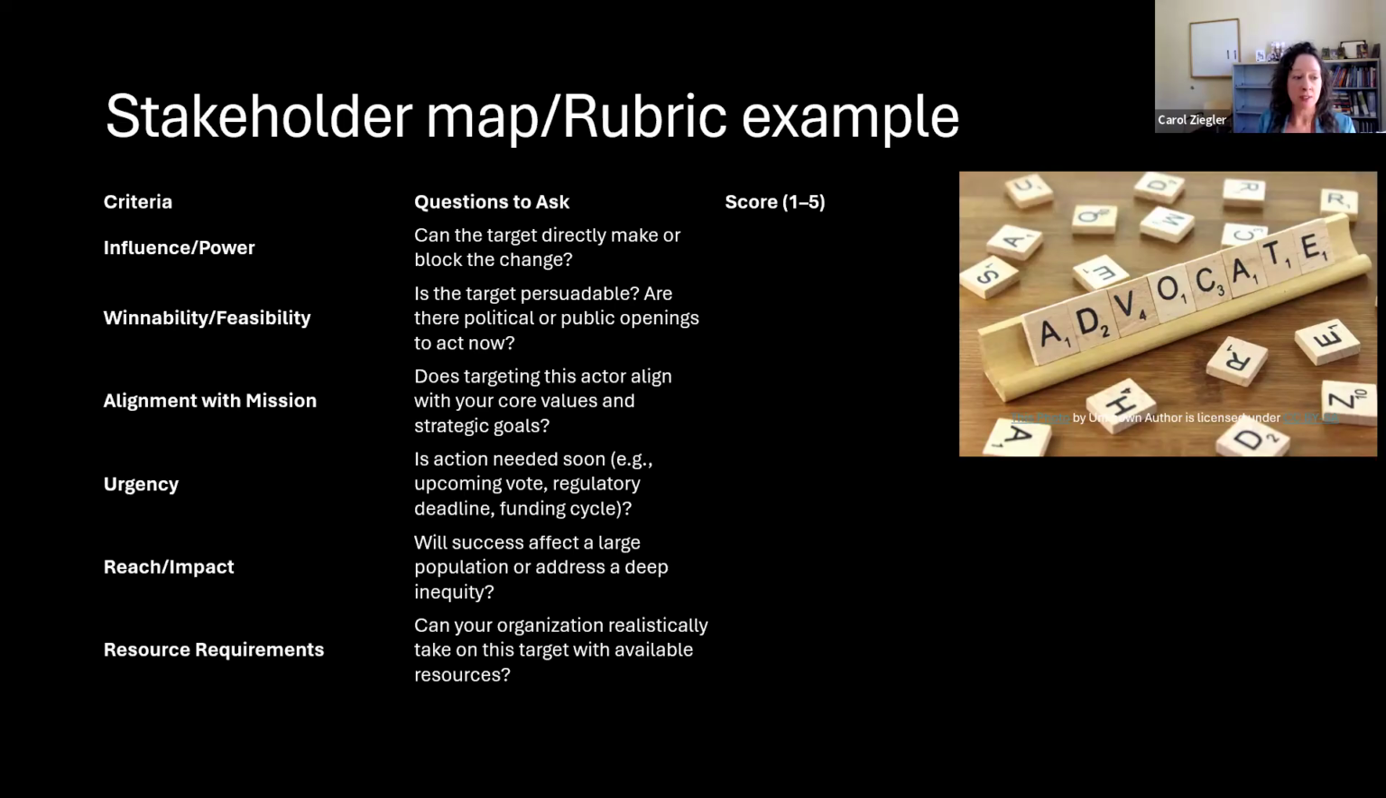So we talk about timing too. Is action needed soon? Does it need to happen now? Can it wait? Should it wait? Will success affect a large population or address a deep inequity? How can your organization realistically take this on with the resources that you have? So these are all things that we talk through, and the cases address those through the families and the issues that are brought up within the cases.